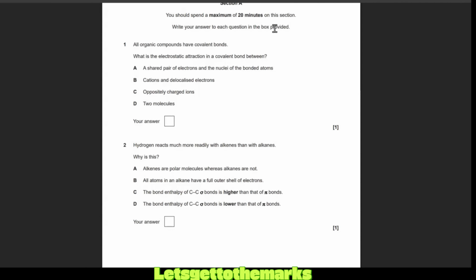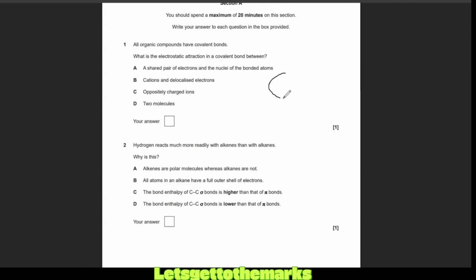You should spend a maximum of 20 minutes. Write your answer in the box provided. All organic compounds have covalent bonds. What is the electrostatic attraction in a covalent bond between? A, a shared pair of electrons and the nuclei of the bonded atoms. B, cations and delocalized electrons. C, oppositely charged ions. Or D, two molecules. Hopefully you know this one.